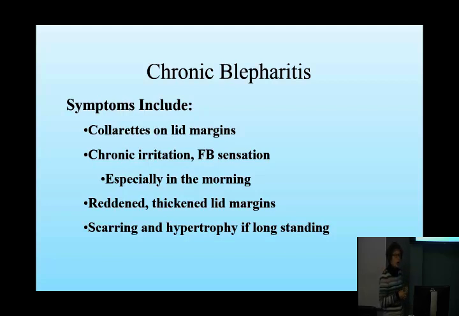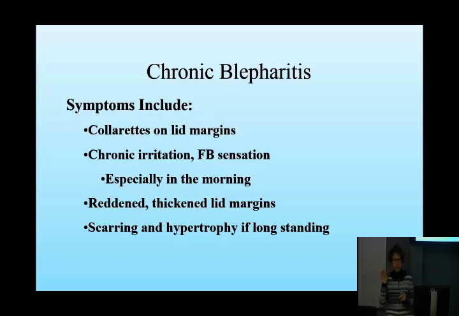Chronic blepharitis is an inflammation along the lid margin of the eye. Basically what's happening is the skin is becoming irritated, it's sloughing off dead skin cells, or it's overproducing skin cells. Those skin cells get trapped in the hair of the eyelashes. As they get trapped there, bacteria builds up, debris gets built up, and the eye just becomes very irritated.